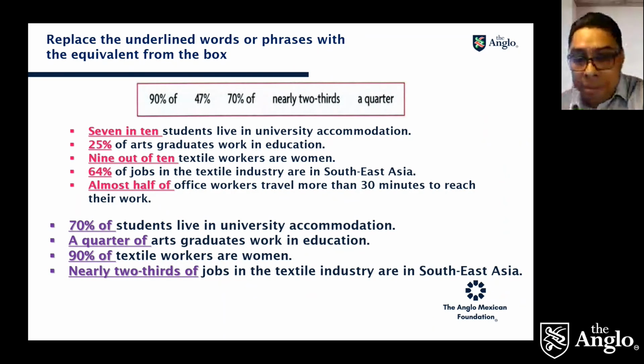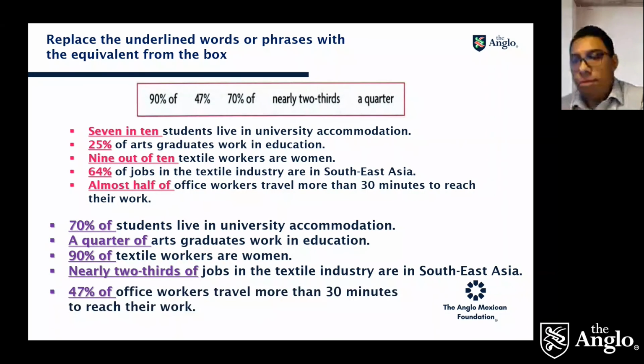almost half might be 40%, okay? 47%, which is almost half, meaning almost 50%. So these are other phrases that you can also use to describe statistics or to describe graphs or information from tables, etc. Okay.